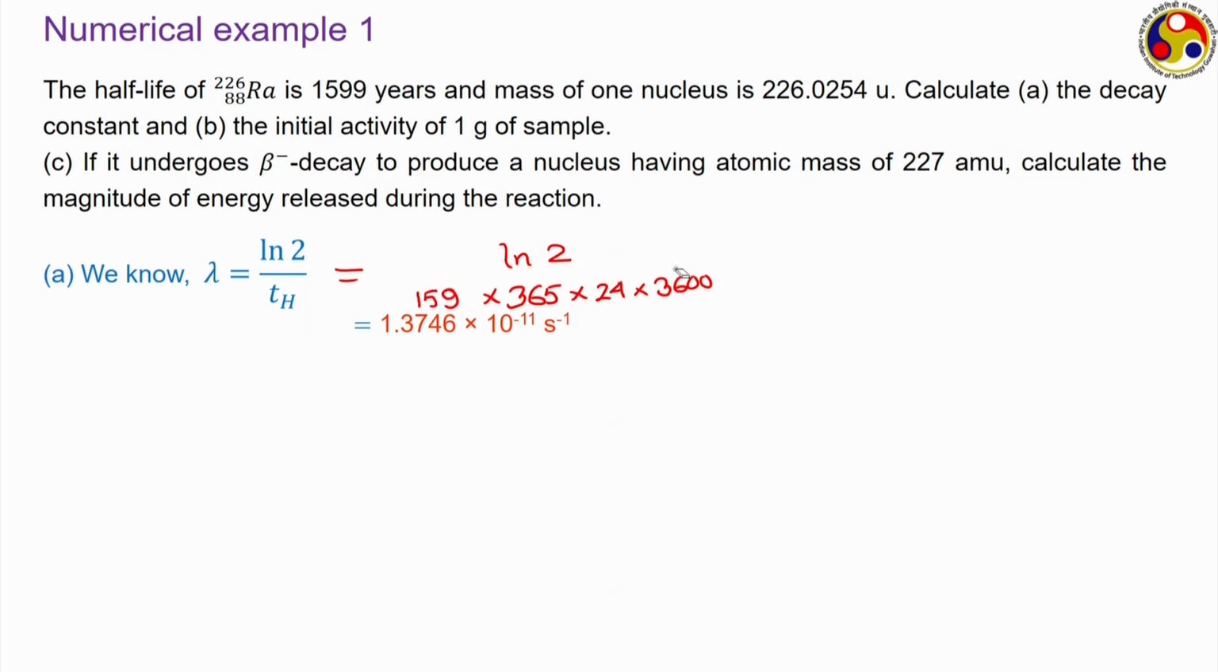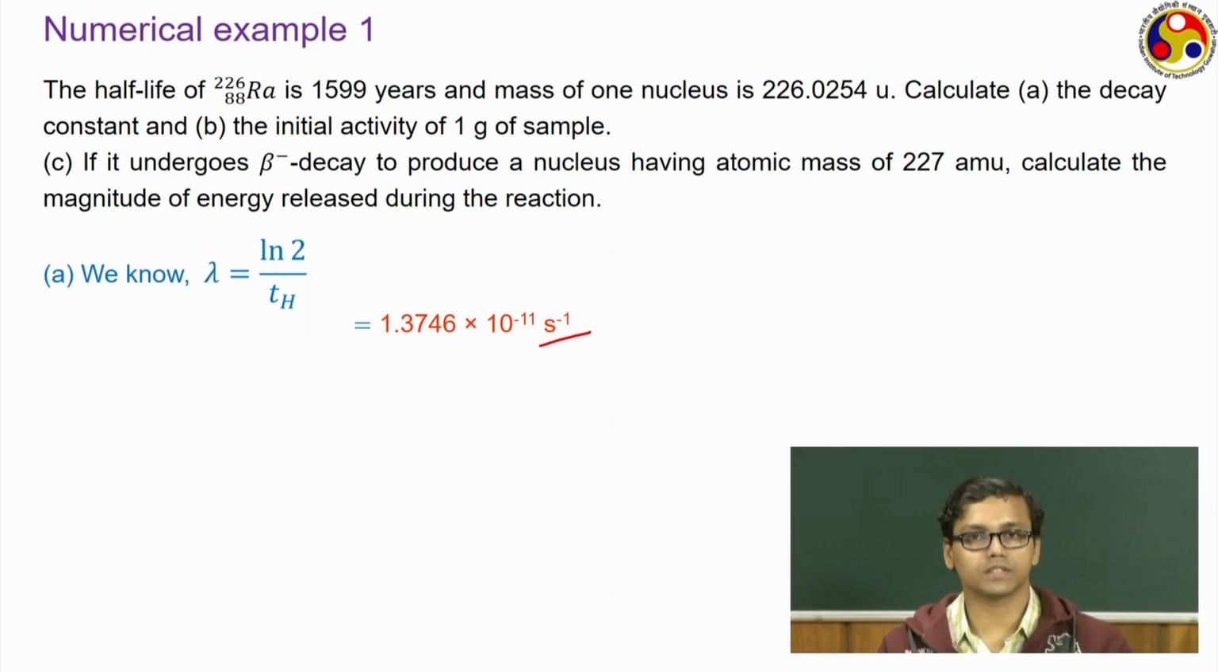The total value of the decay constant is coming to be something of the order of 10 to the minus 11 second inverse. Please take a note of the unit of this decay constant, it is just inverse of half life. So, it has to be time inverse. Then how to calculate the initial activity? I hope you remember the definition of activity.